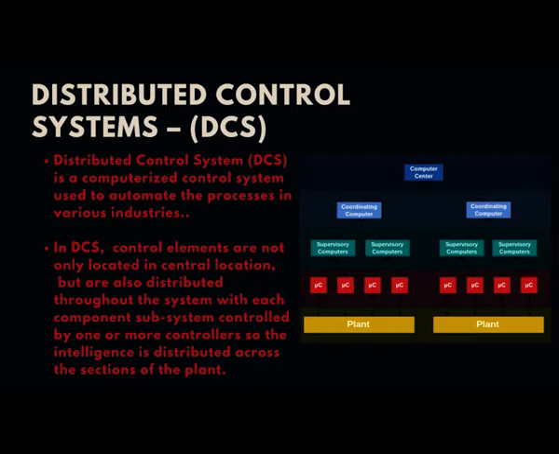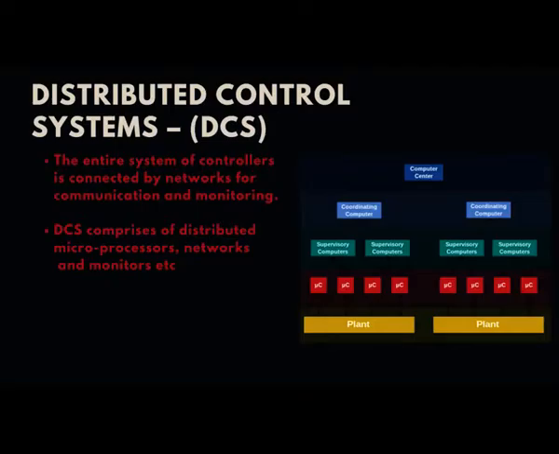In DCS, the control elements are not only located in the central location but are also distributed throughout the system, with each component subsystem controlled by one or more controllers. So the intelligence is distributed across the sections of the plant. So let us see in detail about the different features of distributed control system. The entire system of controllers is connected by networks for communication and monitoring. DCS comprises distributed microprocessors, networks, and monitors, etc.